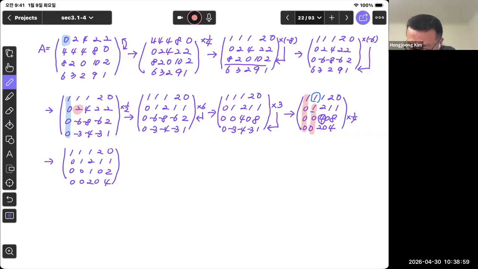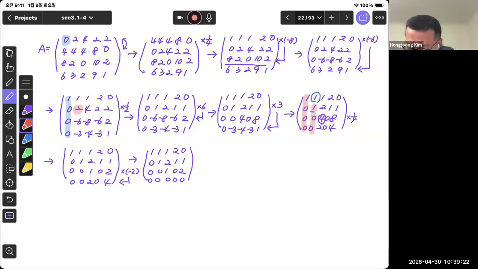Okay? And then let me multiply -2 to the third row and then add it to the fourth row. Then the matrix becomes 1, 1, 1, 2, 0, 0, 1, 2, 1, 1, 0, 0, 1, 0, 2, 0, 0, 0, 0, 0. So at this point, the matrix has 1, 0, 0, 0, 1, 0, 0, 1, 0. Okay? And then in the fourth column and the fifth column, the fourth row entries are all zeros.